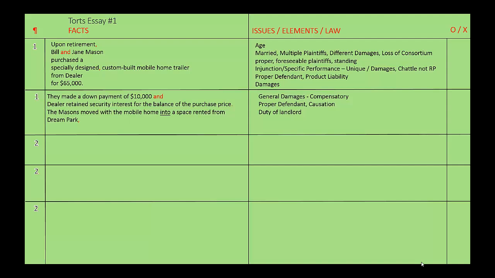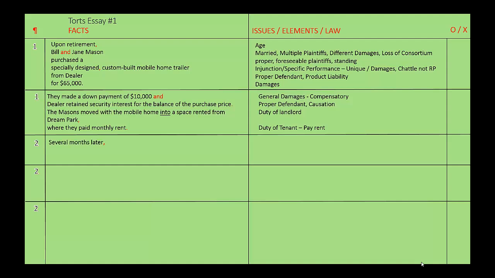Now also, this fact should show you that a mobile home is not necessarily real property. The real property, anything for trespass to land, is established in a space rented from Dream Park, where they paid monthly rent. So they're establishing their right to the land that anyone might trespass on. All right. So another thing is, what is it? Rent. Anytime I see rent, I'm thinking duty of the tenant to pay rent.